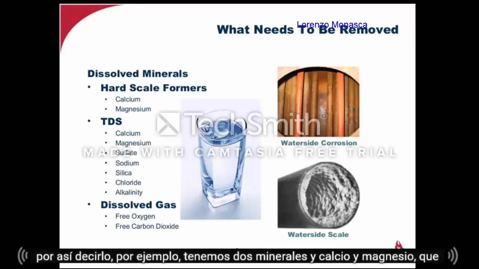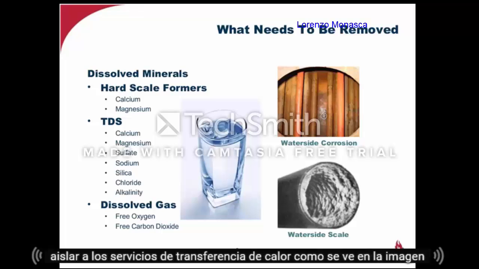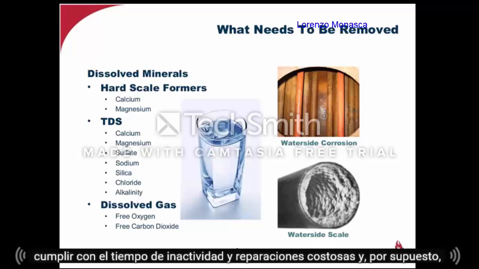For instance, we have the minerals of calcium and magnesium, which I like to refer to as the hard-scale formers, which can insulate the heat transfer surfaces, as you see in the picture, causing not only tremendous fuel waste, but overheating of the metal as well, meaning downtime and, of course, costly repairs.